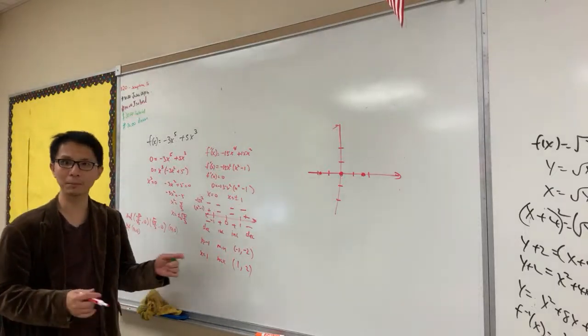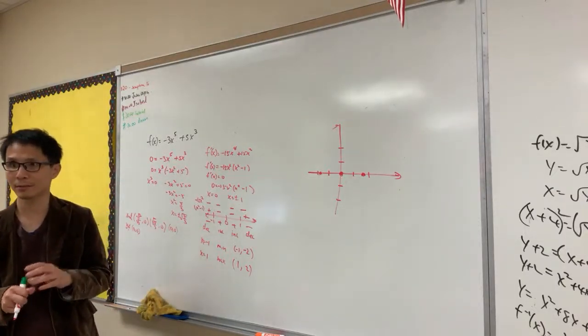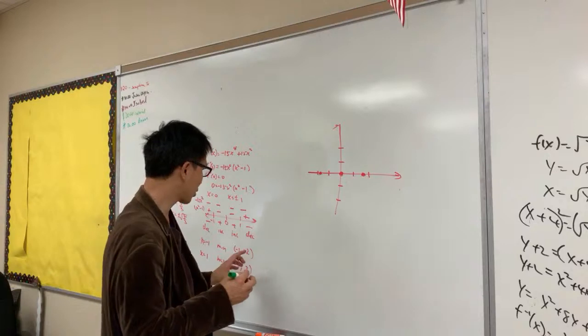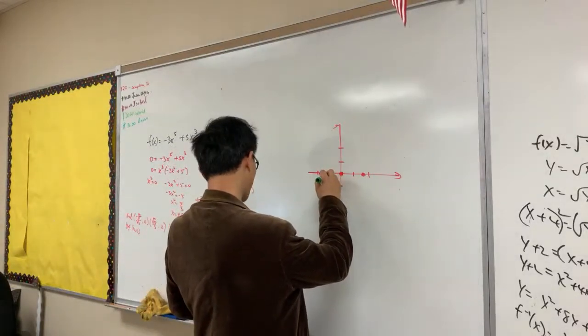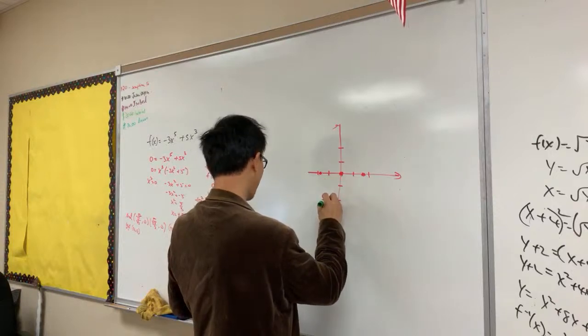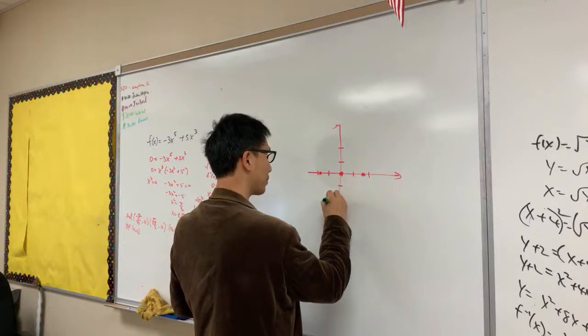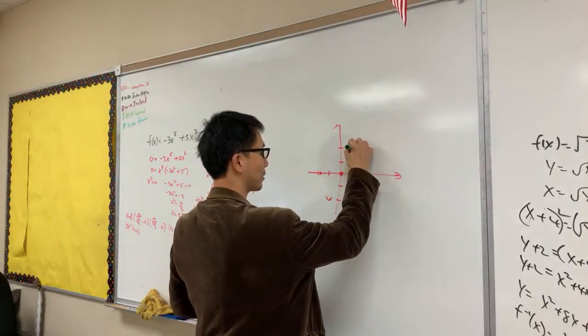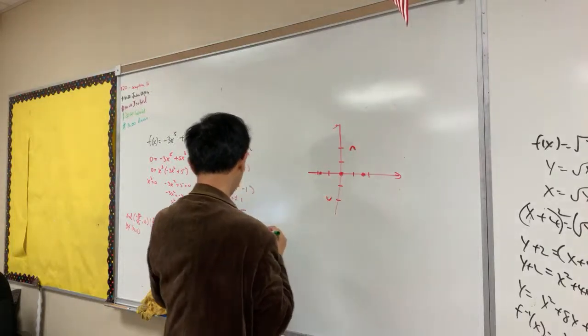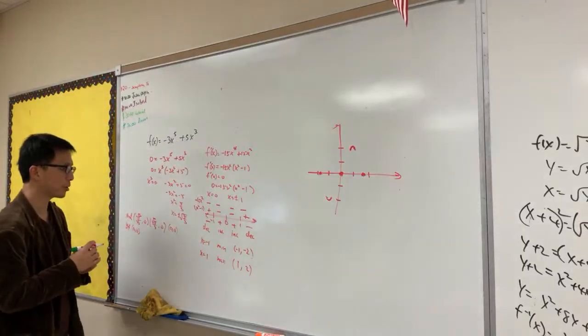What I do with the min and max is draw smiling faces, like a chin, or an upside-down chin. So x equals negative 1 gives negative 2, so it's gonna be a min. The min is gonna look like this, and the max is gonna look like this. Okay, any question about this part?